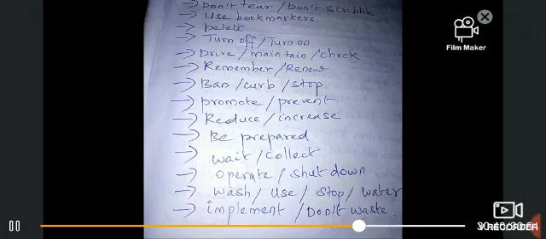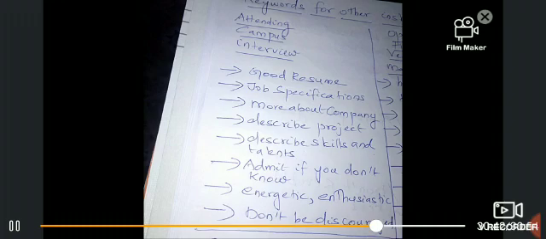Next, I have given some key points for attending a campus interview. Good resume, job specifications, more about company, describe project, describe skills and talents, admit if you don't know, energetic, enthusiastic, don't be discouraged. So here, first, a good resume.